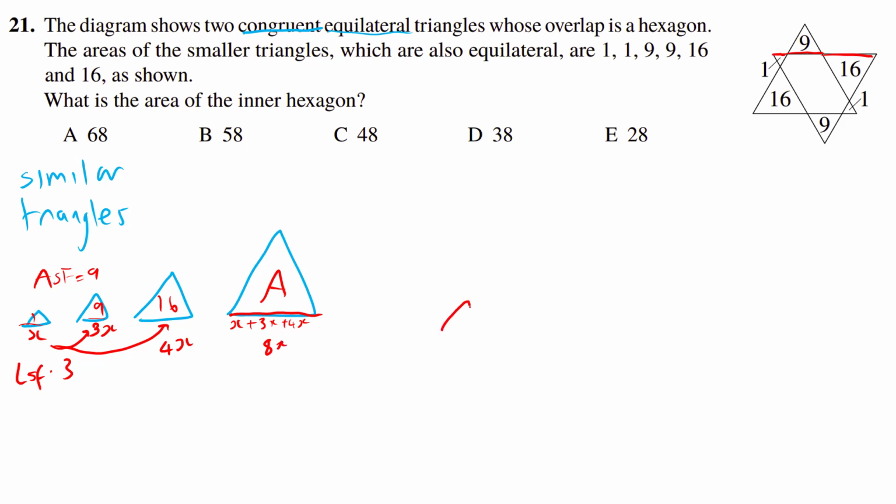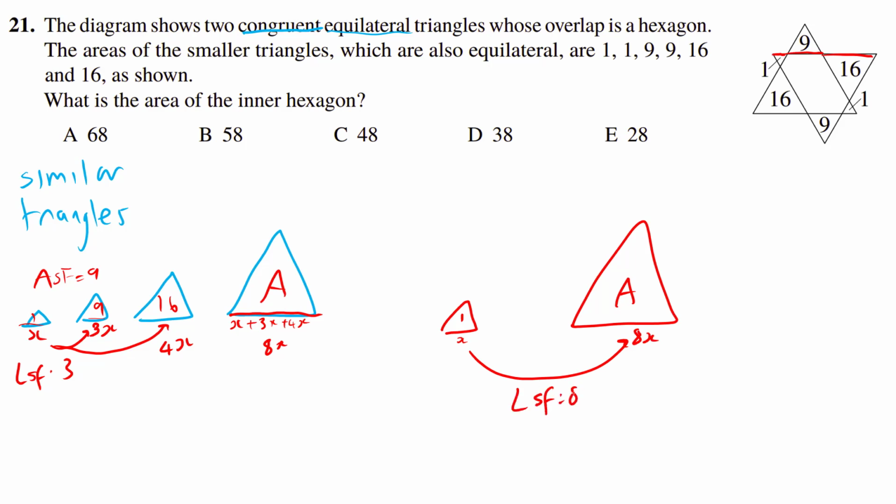So what we have is, from our little triangle with an area of 1 to our big triangle of area A, the linear scale factor is 8. Linear scale factor is 8. So my area scale factor is going to be 8 squared. So the area of the big thing is 64. Oh my god, so much easier than what I did.